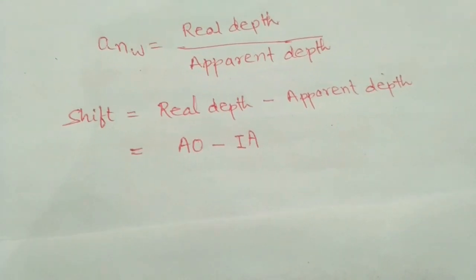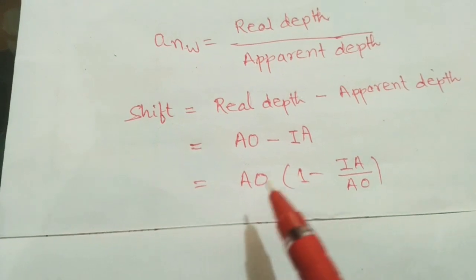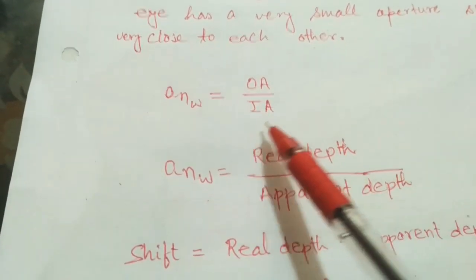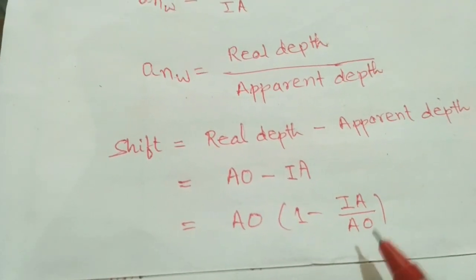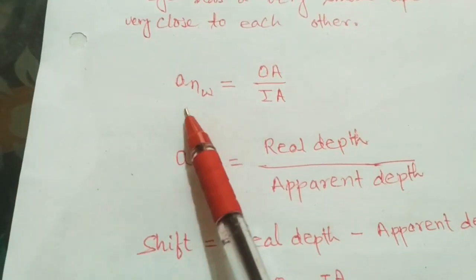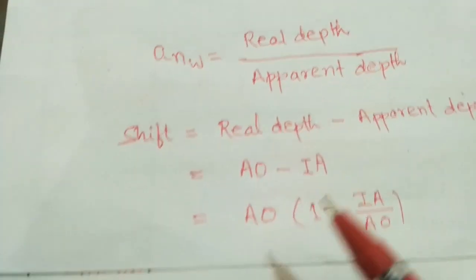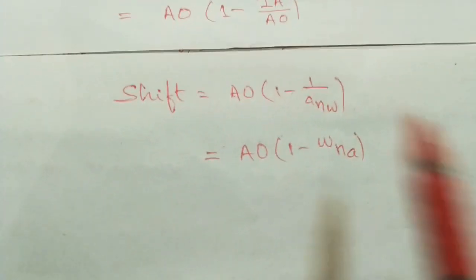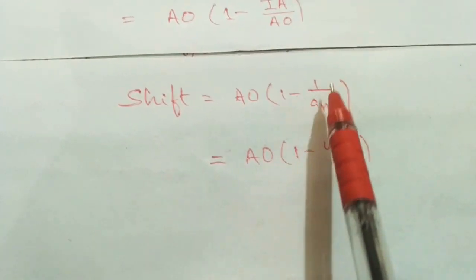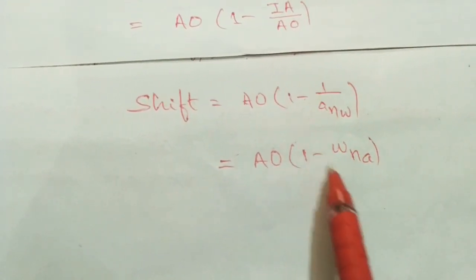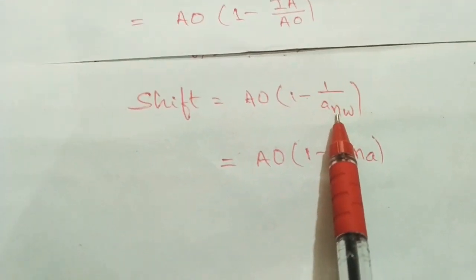Taking AO common, it makes AO bracket 1 minus IA upon AO. Here it was OA upon IA, so IA upon AO means the reciprocal of this refractive index. We can write 1 upon the refractive index of water with respect to air, or 1 upon aNw. Let's put that. So shift is equal to AO bracket 1 minus 1 upon aNw. But in any question, the reciprocal will not be given; aNw will be given.